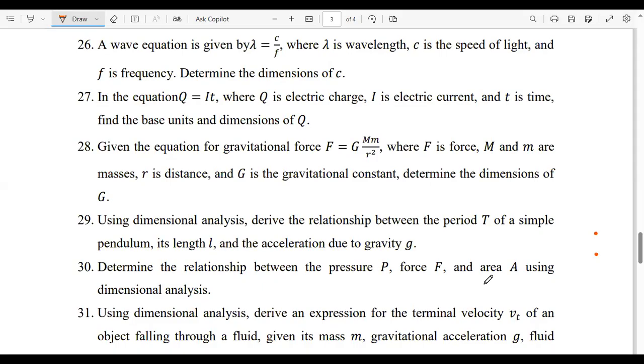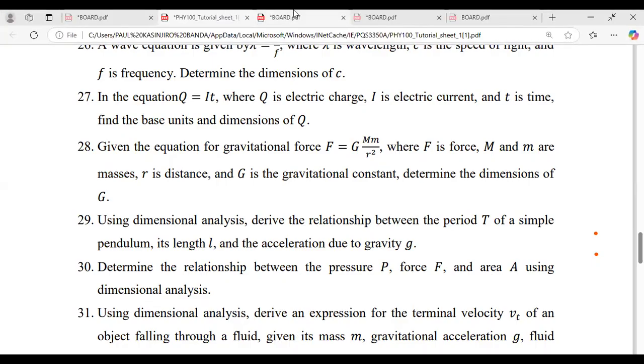Okay, so we are looking at these dimensional analysis questions. We just want to determine the dimensions of some of these quantities. And in some of these questions we are deriving the relationship between different quantities. So when you talk about dimensions, this is what you mean.